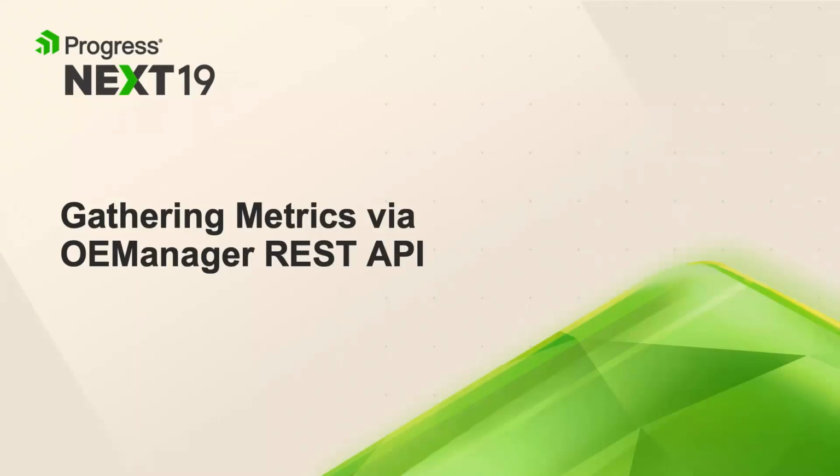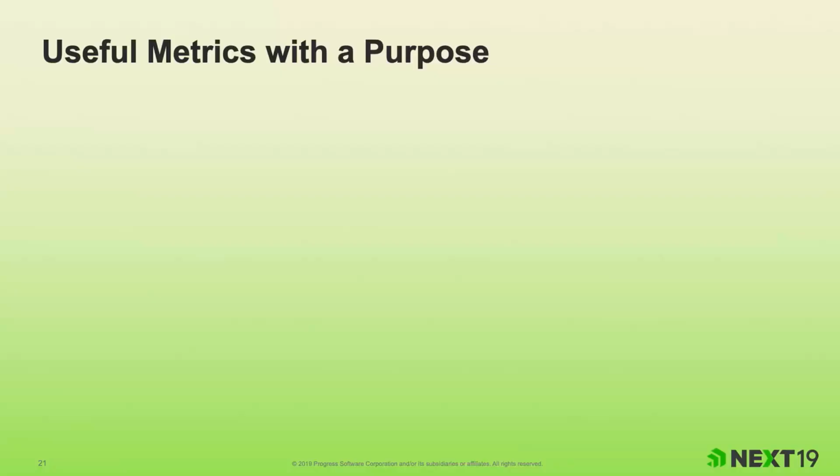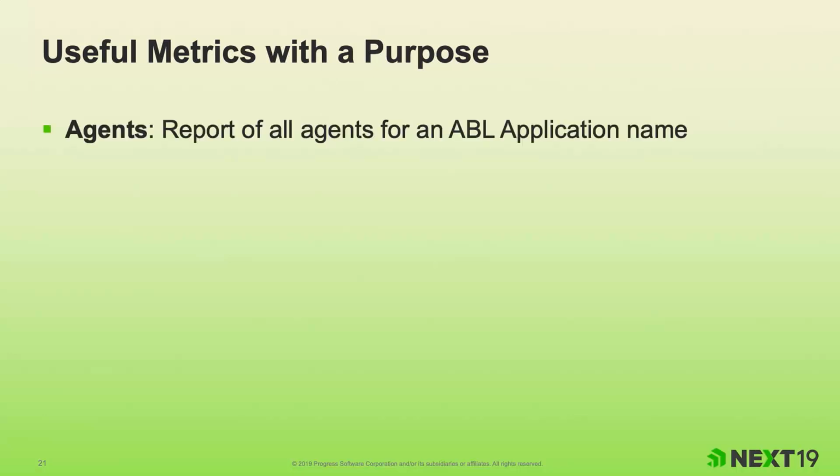So how do we do this? Well, we're going to gather some metrics using the OE Manager REST API. The metrics that we're going to look at, or that are most useful to you, are agents. This endpoint will give you a list of all the agents for a running ABL application. So remember, PAS can have multiple ABL applications inside of it, so different runtimes with different ProPath, different databases. Each one has a unique name, and each one then can have multiple agents.